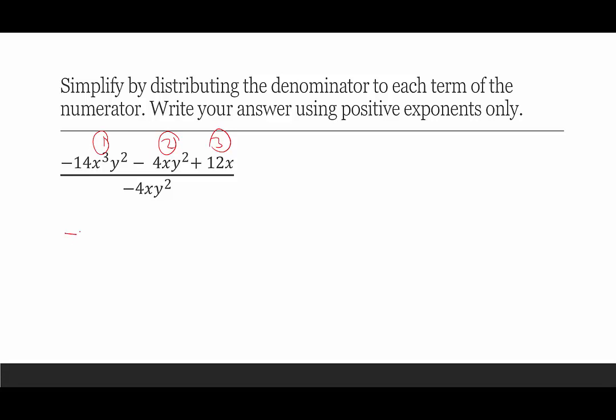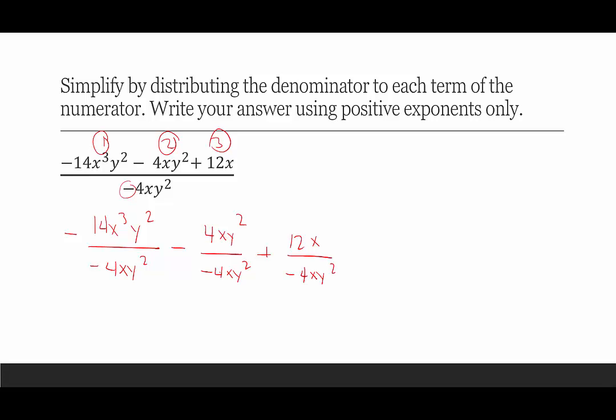So we're going to write this as negative 14x cubed y squared divided by negative 4xy squared minus 4xy squared over negative 4xy squared plus 12x divided by negative 4xy squared. And again, the sign out in front is the sign from the numerator, and then notice each time I divided by negative 4xy squared, so we want to make sure that we're consistent with that.